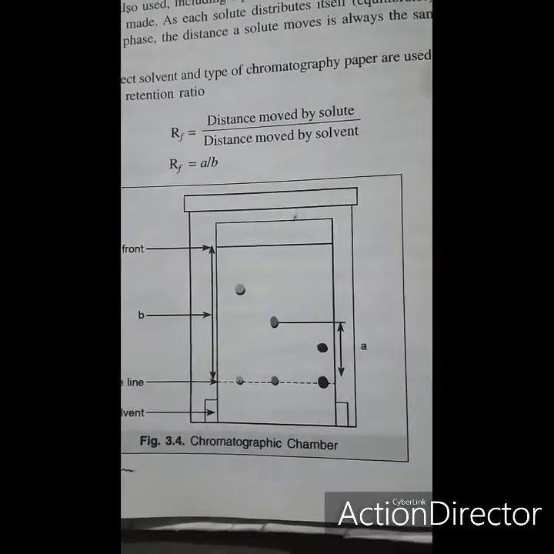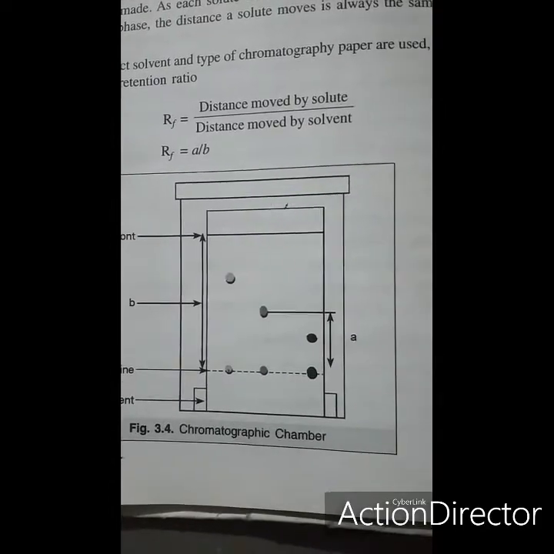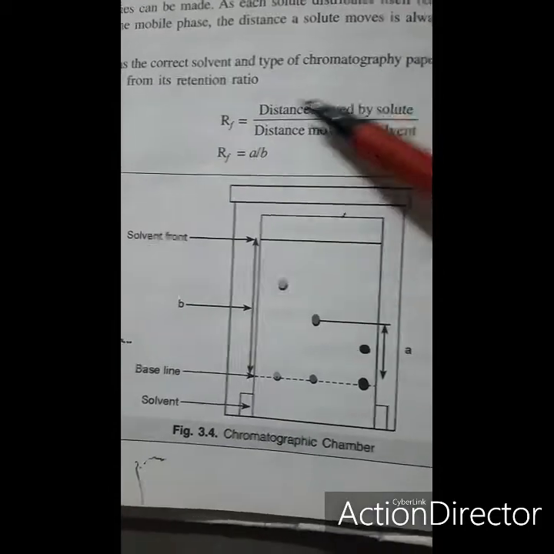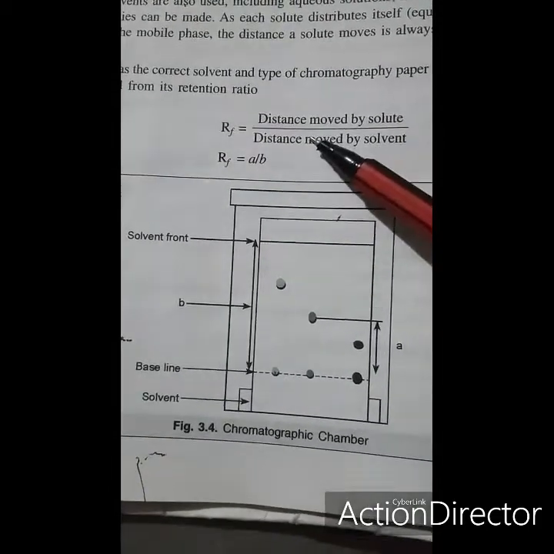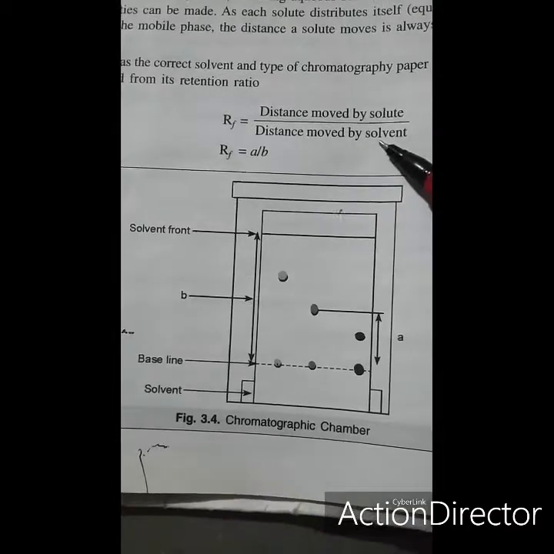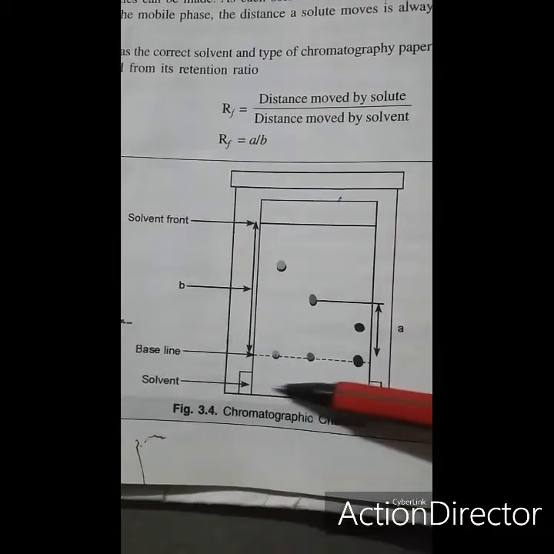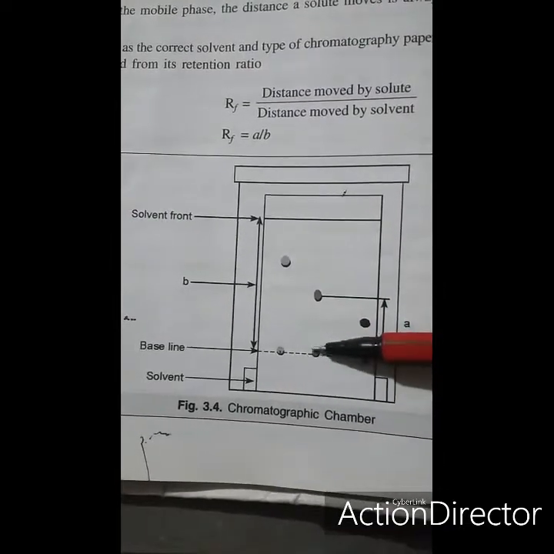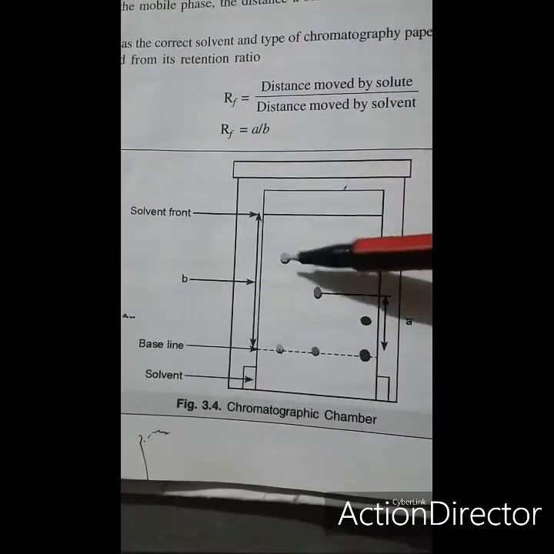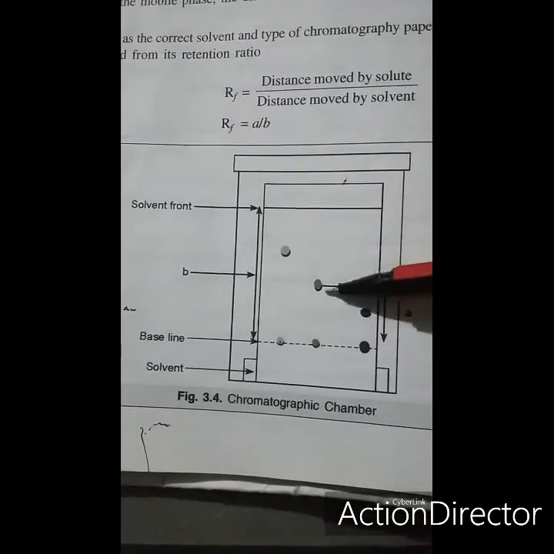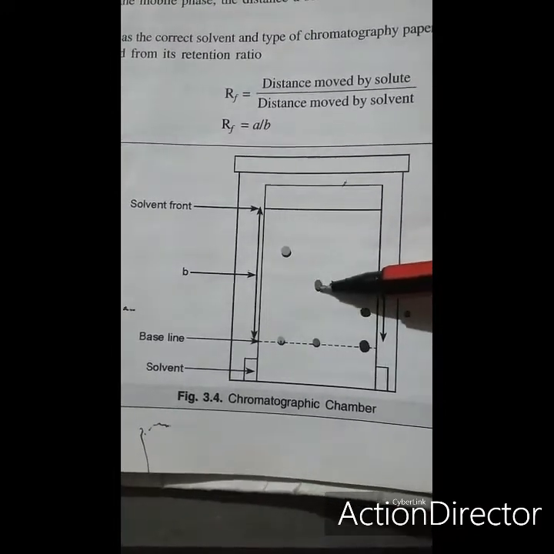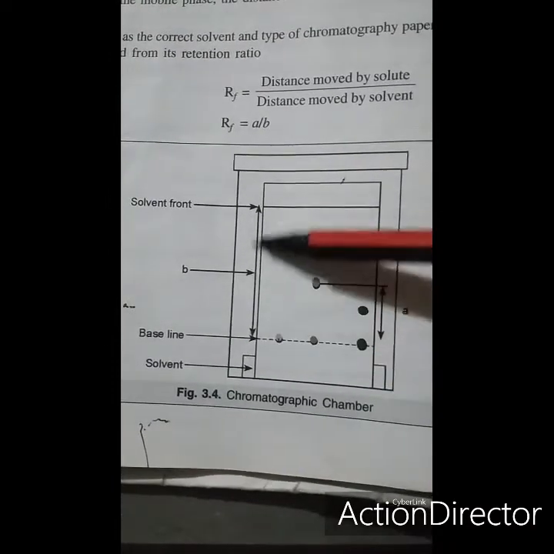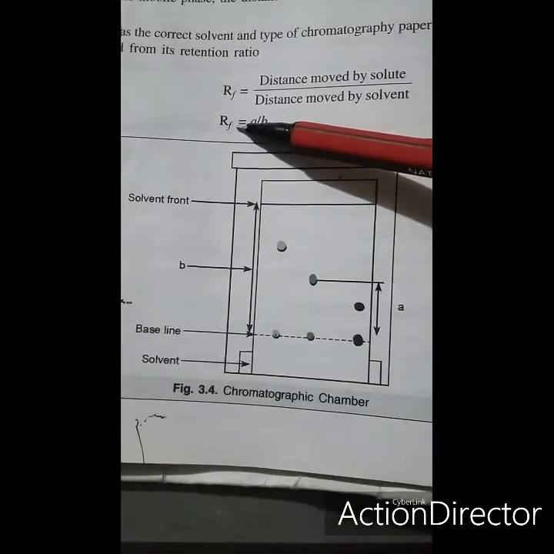Now when we are doing paper chromatography, we should know the RF value, the retardation factor or retention factor, and it is given by the distance moved by the solute upon the distance moved by the solvent. Let us say this is the Whatman paper, this is the baseline, and this is the solute of interest. After development, we get these spots. The distance traveled by this spot, marked A, divided by the distance traveled by the solvent, B, will be the RF value.